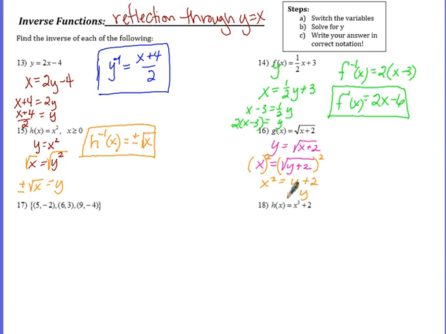Now we can subtract the 2 from both sides and get x squared minus 2 equals y. Now, for our final step, let's go back and check to see what our original function was. Our original function was g of x, so we now declare that the inverse of g of x, g to the negative 1 of x, is this: x squared minus 2.